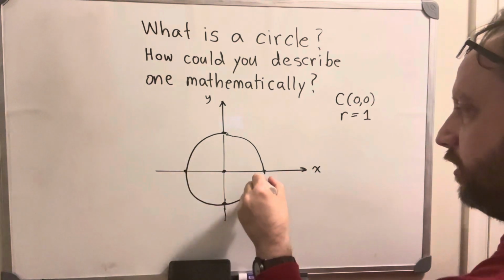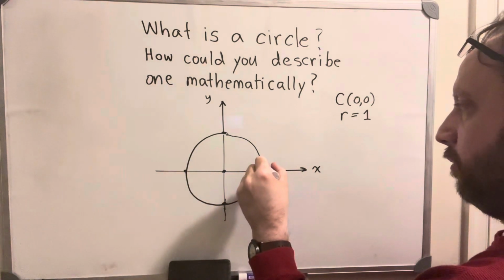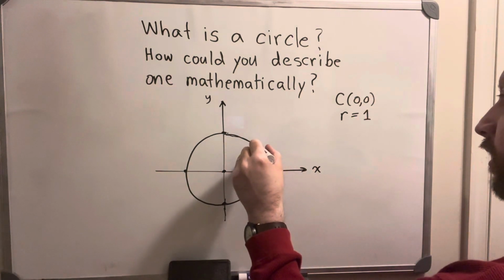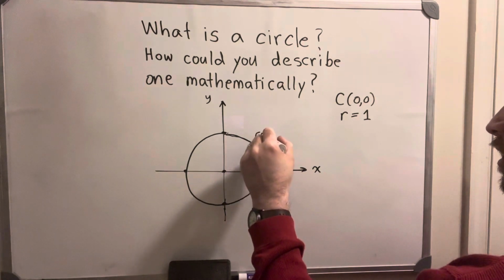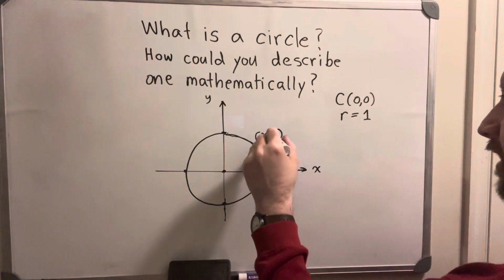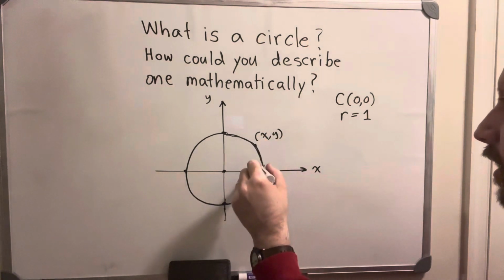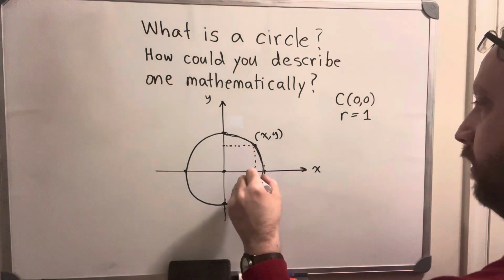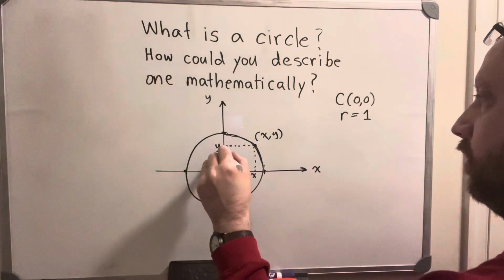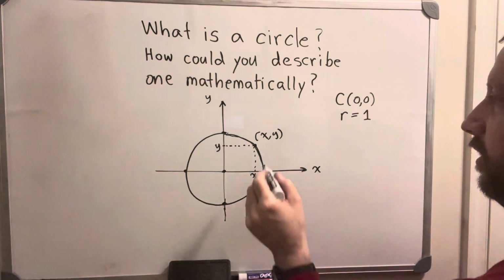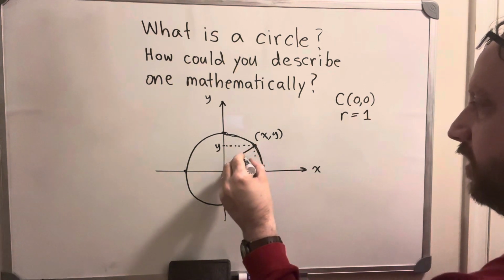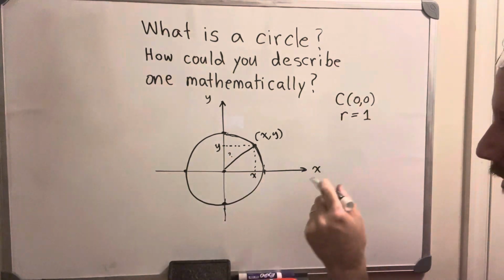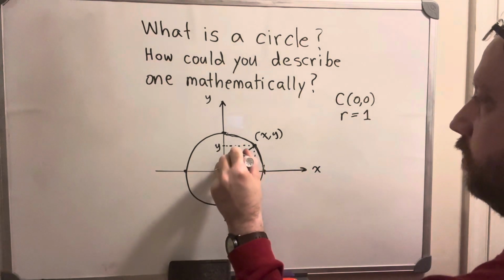So, excusing my poor art skills, let's say we want to talk about this point right here. Let's give it a name, X, Y, where X is some value and Y is some value. Okay, then what's this distance going to be? It has to be 1 because it's the same radius everywhere around the circle, right?